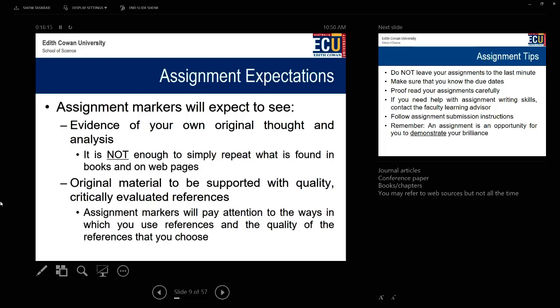Please give the evidence of your own original thought and analysis. It is not enough to simply repeat what is found in books and web pages. Try to read as many books, articles, and newspapers as you want, but try to produce them in your own words, in your own thoughts, what you've understood out of those readings. Don't just copy paste and give that to us, because you will be caught. Your assignments will be submitted through Turnitin, and Turnitin will prompt us that this student's assignment has been copied from this resource, and then you will be in trouble.